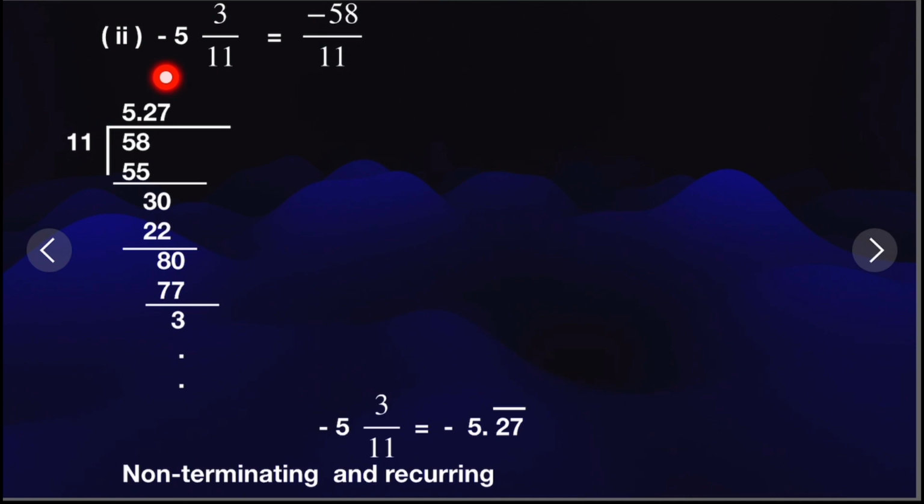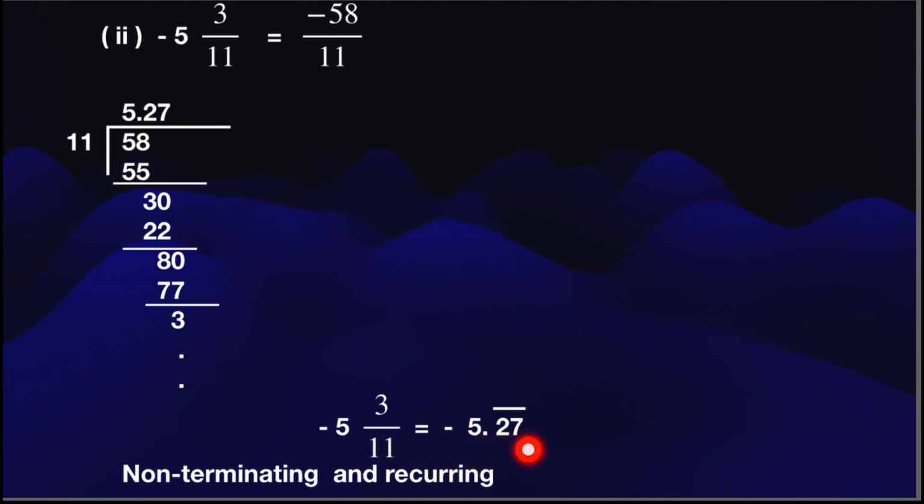Number 2, minus 5 3 upon 11. First, this is a mixed fraction, convert it into a normal fraction like this. Then do the division, simple division, and you will come to remainder 3. So here also we had 3 and now again we are getting 3. So this part is going to get repeated. So 2, 7 will be repeated again. So we are going to write this as minus 5.27 and put a bar over this. So this is non-terminating recurring.